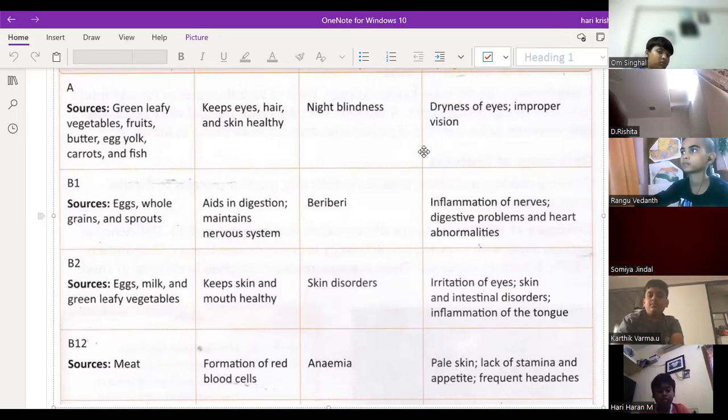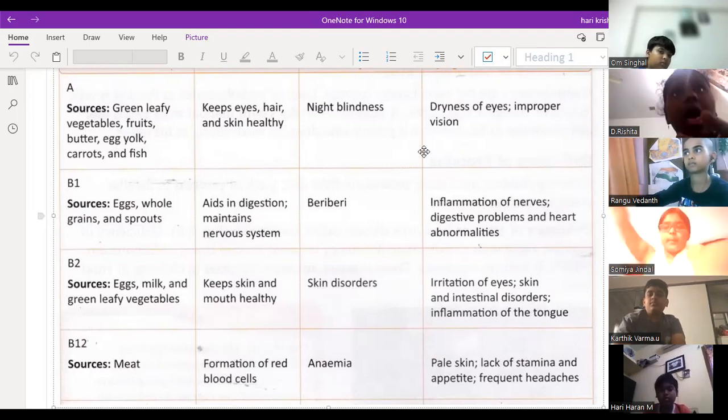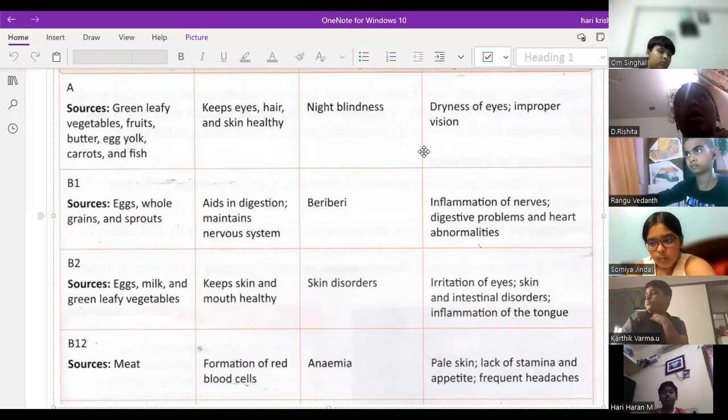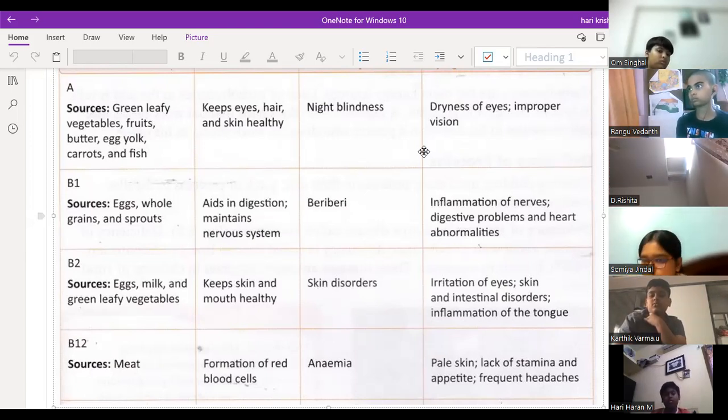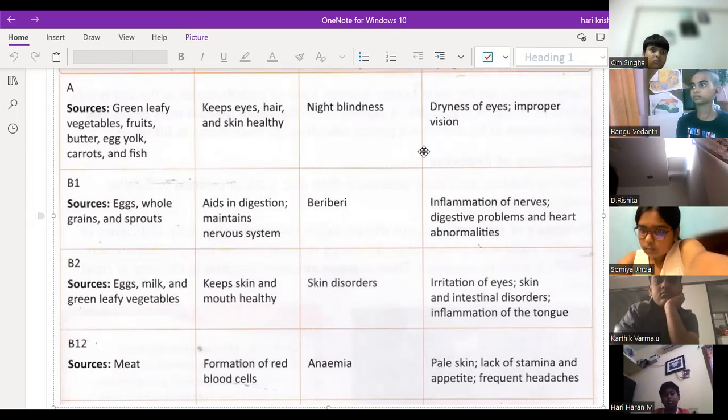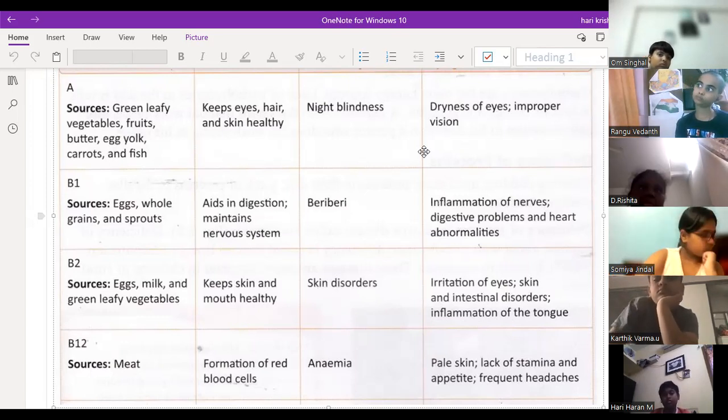Red blood cells will not help in the formation of tissues and all. They will not form any organs. Other cells will form the tissues, and the group of tissues will form the organs. Red blood cells have a specific role in the human blood. So I'll give a chance to Rishita.